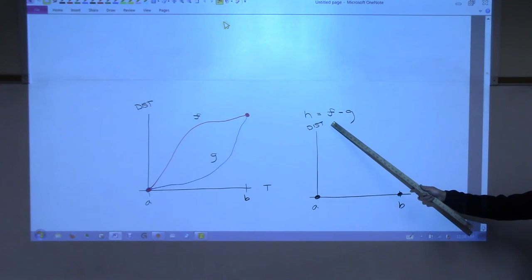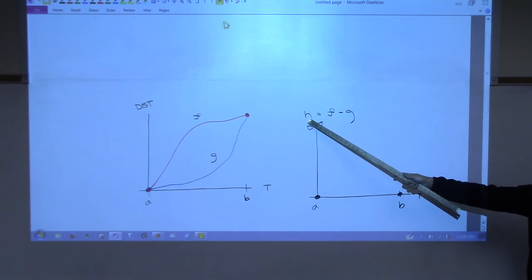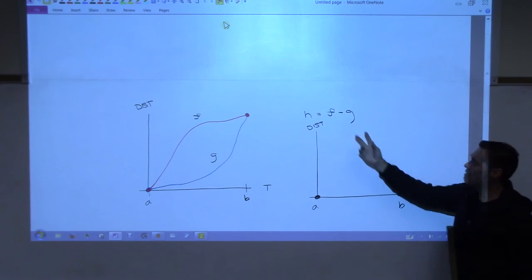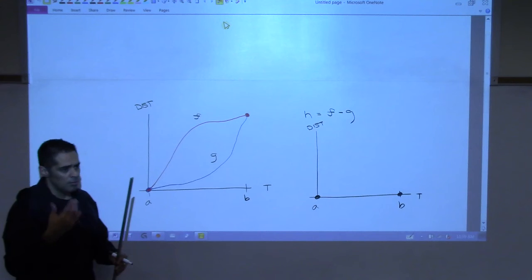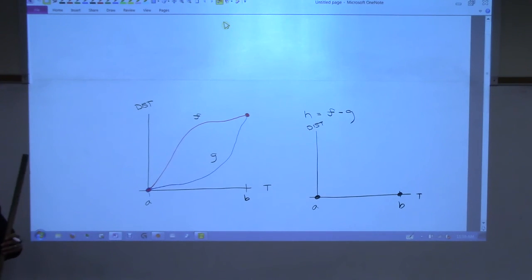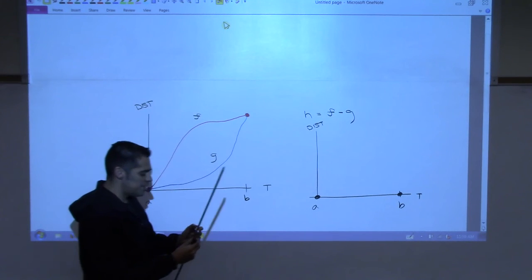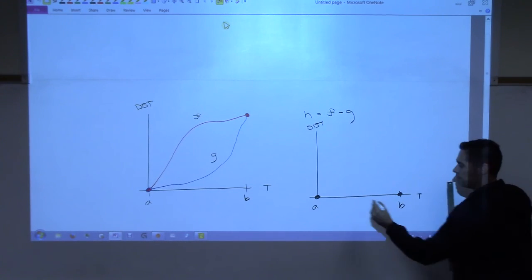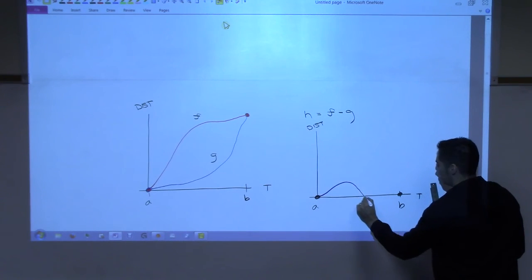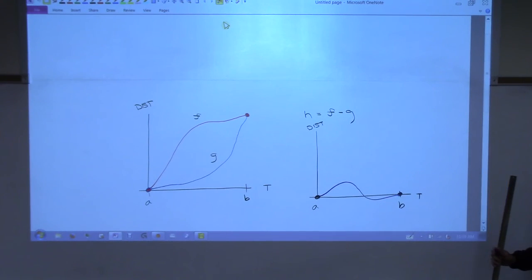Is this a continuous function, h? Yes, because it's the difference of 2 continuous functions. And back when we were studying continuity, that was one of the things we put up there. The difference between 2 continuous functions is still continuous. So now I have to draw this h function with a nice smooth curve and connect these 2. It doesn't matter how it happens, right? I have to connect them.